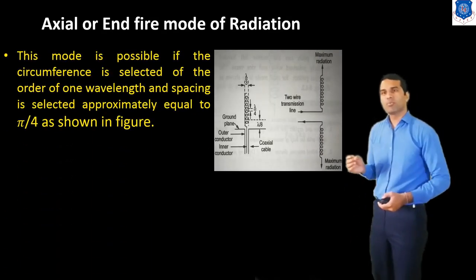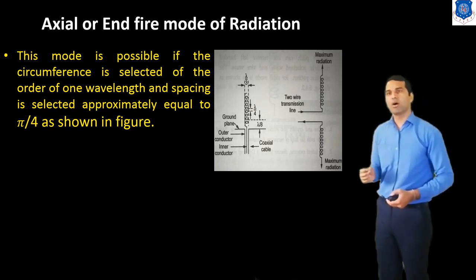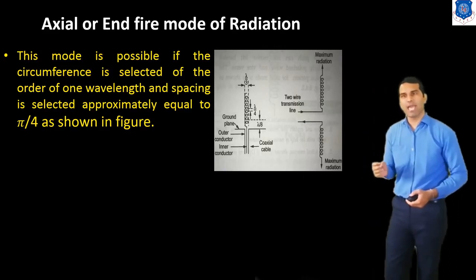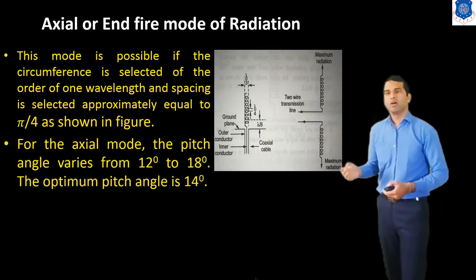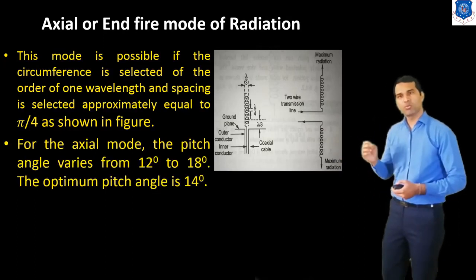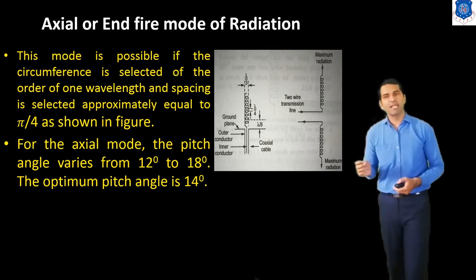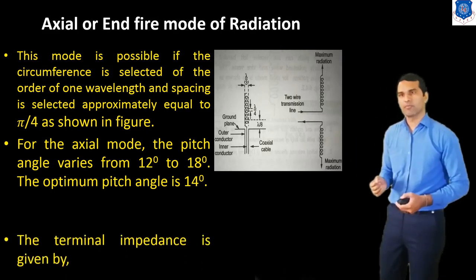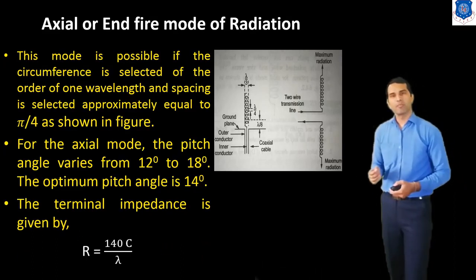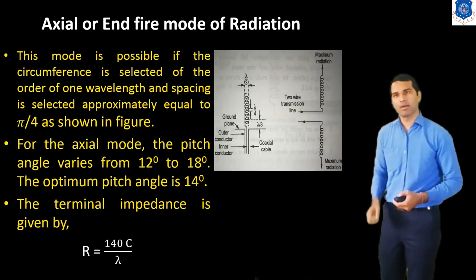This mode is possible if the circumference is selected to be of the order of one wavelength and the spacing is selected approximately equal to a quarter wavelength. For the axial mode, the pitch angle varies from 12 degrees to 18 degrees. The optimum pitch angle is 14 degrees. The terminal impedance is given by R equals 140 C by lambda.